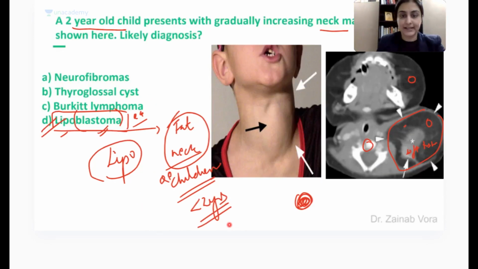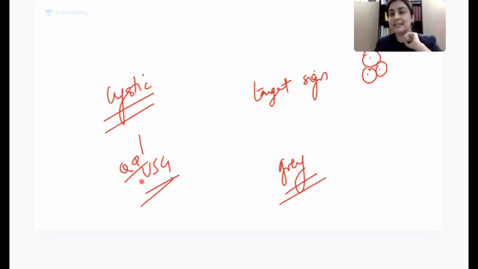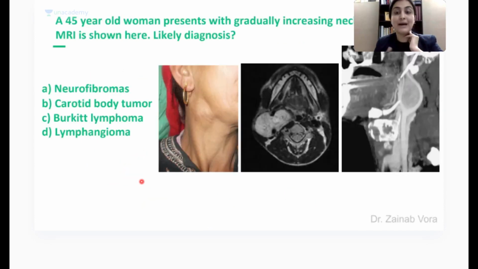Making sense? Right. So this is a lipoblastoma, not neurofibroma. Thyroglossal cyst, typically in the midline, a small cyst will be seen, again gray colored. Lymphoma, again will not have fat. Okay, everybody following this? So this is one pediatric mass that we have added to the list, lipoblastoma in the neck. Okay, let's see one more question here.